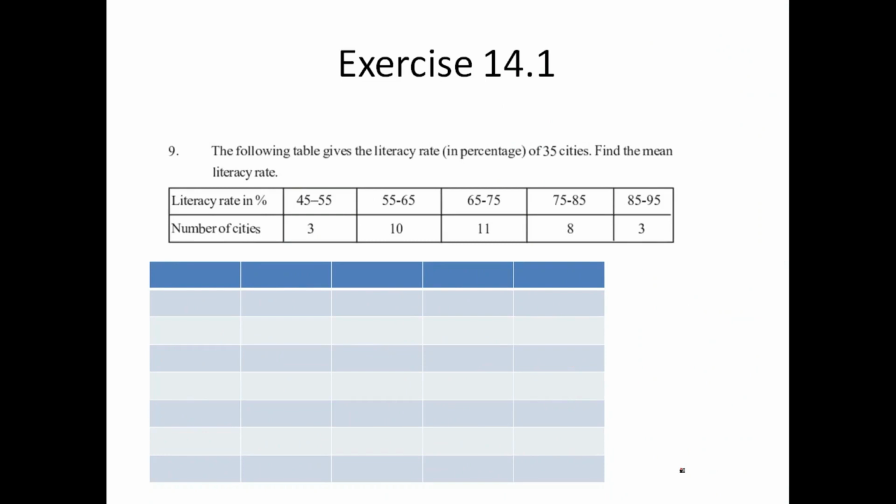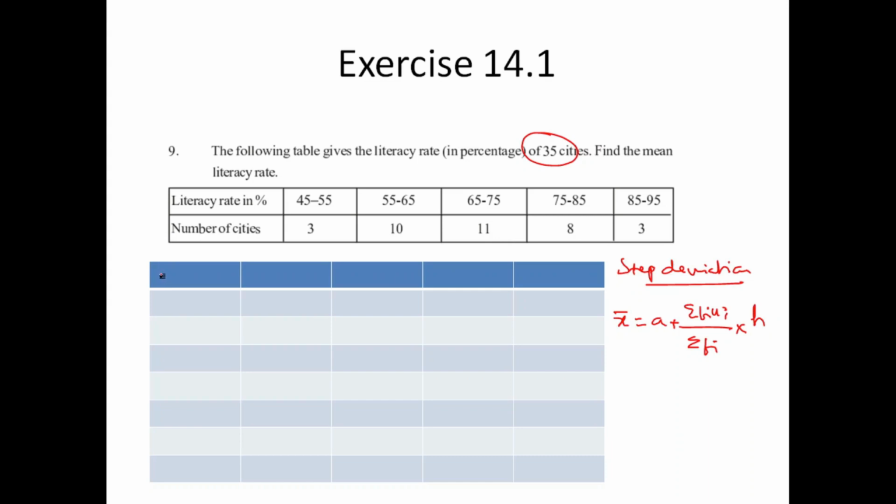So let's look at the last sum of this exercise. Now, following the data of around 35 cities, find the mean literacy rate. So let us use the step deviation method, that is the substitution sum. The formula is x bar is equal to a plus sigma of f of i into u of i by sigma of your f of i, multiplied by h.